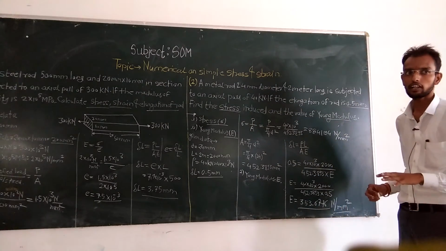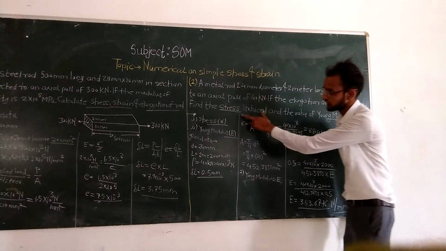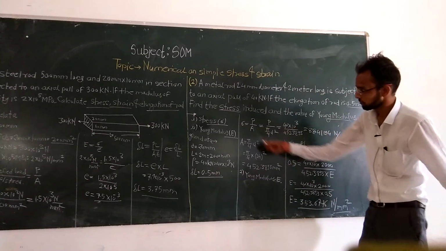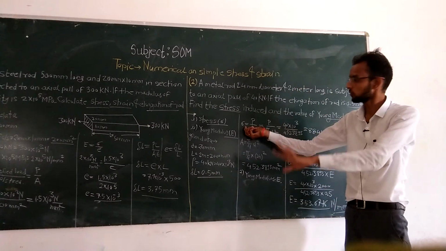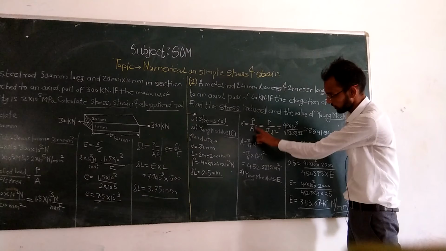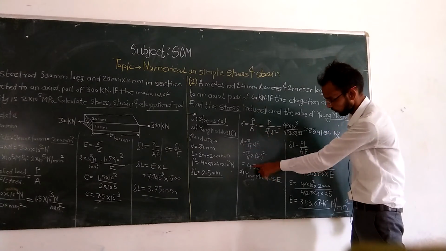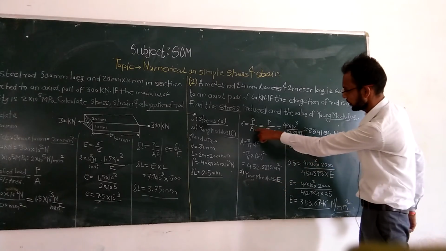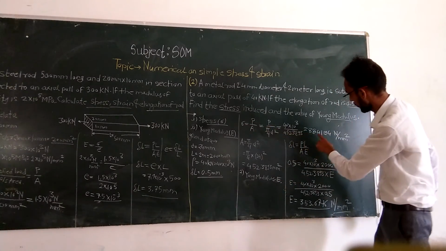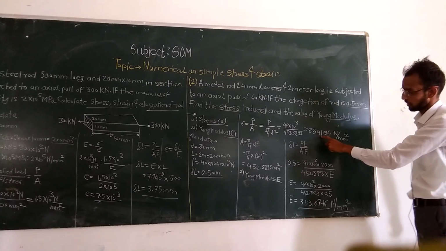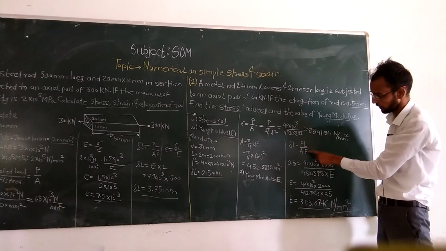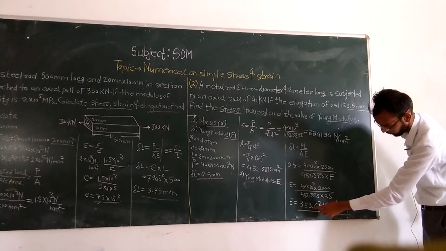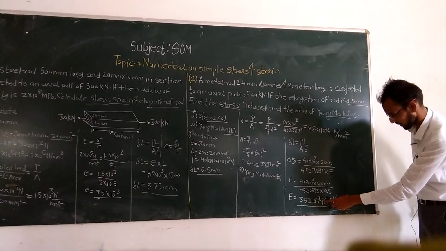So in this numerical we calculated the value of stress and Young modulus. The simple formula is sigma is equal to P by A. First we calculate A, 452.3893, and then put it in sigma is equal to P by A. We got the value of sigma, and by the deformation formula, delta L is equal to PL upon AE, we put the values and calculate the value of E. So E is equal to 353.6776 Newton per mm square.